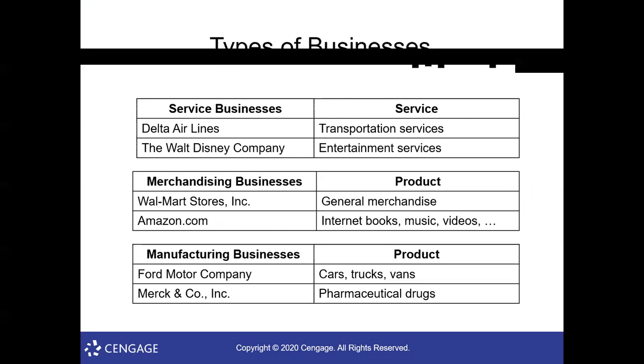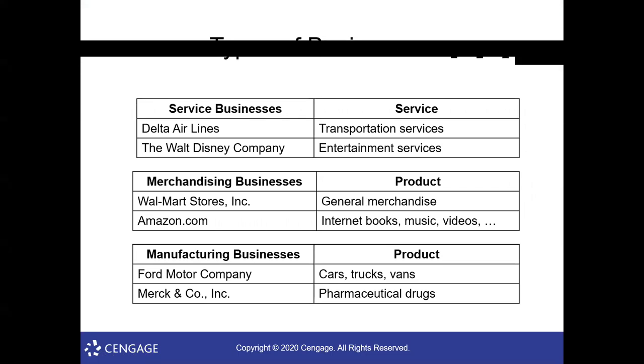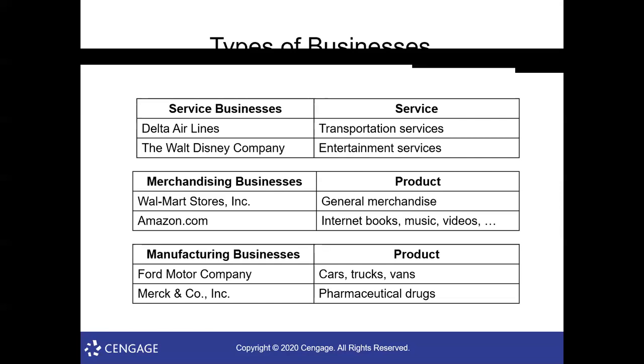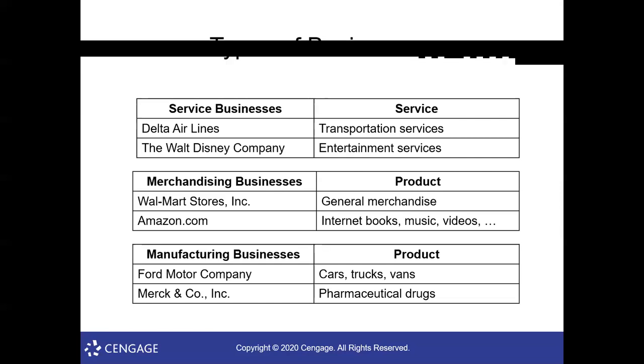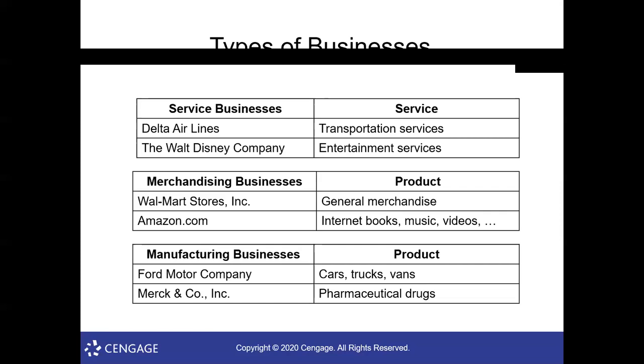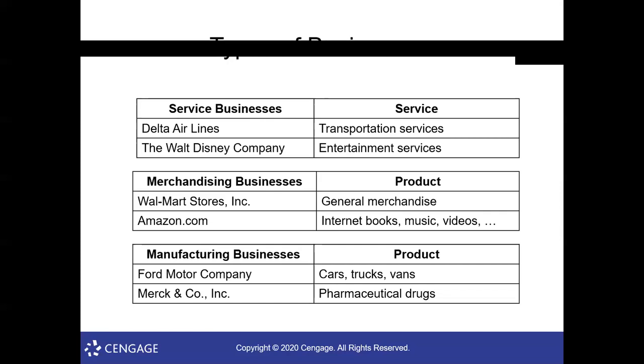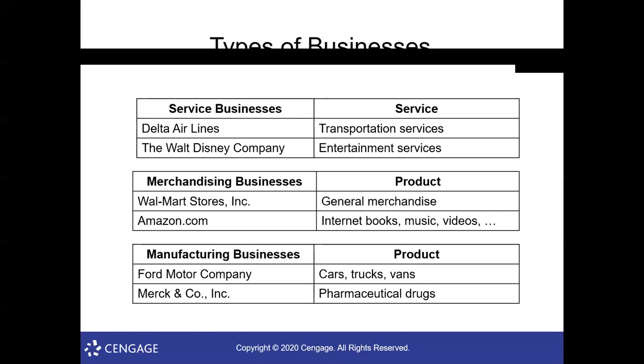Delta and Walt Disney provide a service, either in transportation or entertainment. Walmart and Amazon take finished goods that they purchase from manufacturers and sell them to end users. And then, of course, Ford and Merck, in the pharmaceutical industry, manufacture from raw materials their own products.